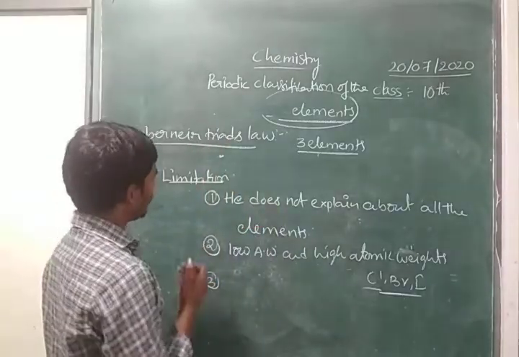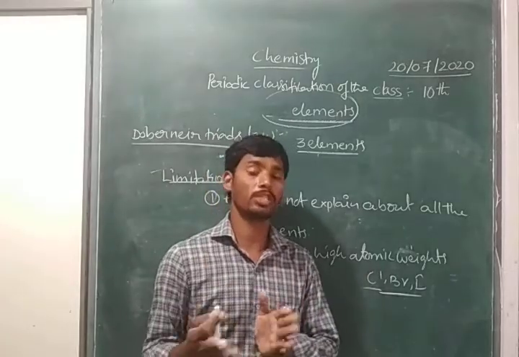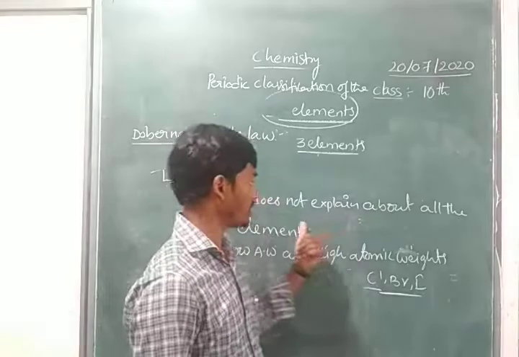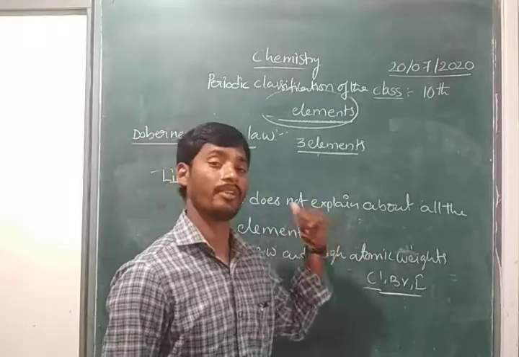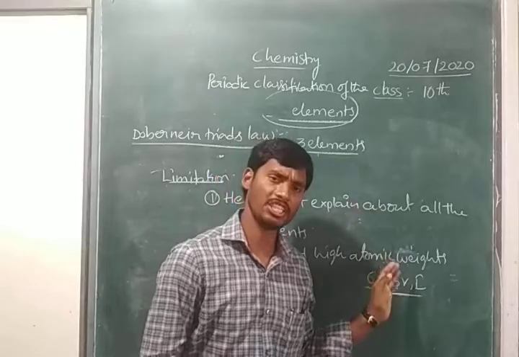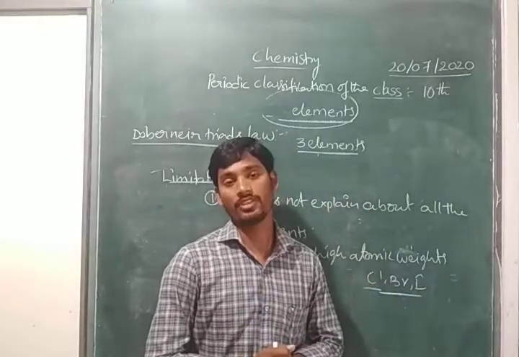Right, children? And the third one: based on properties, he does not arrange the elements based on increasing order of atomic weights. Right, children? So these are some limitations of the Dobereiner classification of elements.